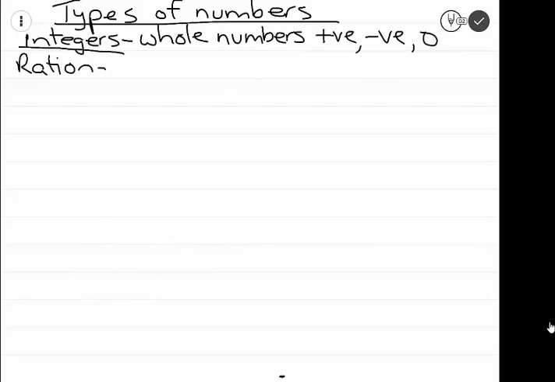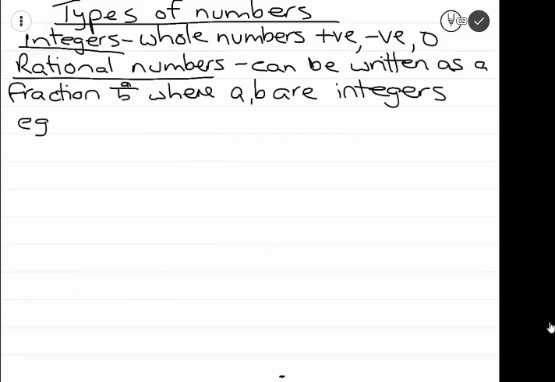Next, we look at rational numbers. Rational numbers can be written as a fraction a over b, where a and b are integers. So, for example, we have things like 2/5, or we might have -3. We could have a decimal, terminating or recurring. We'll look later at how we can turn a recurring decimal into a fraction as well. But the defining feature here is that the a and the b, the numerator and the denominator, are integers.